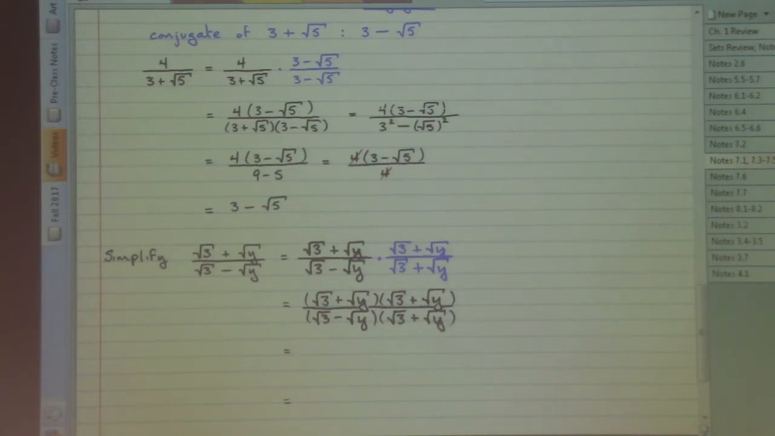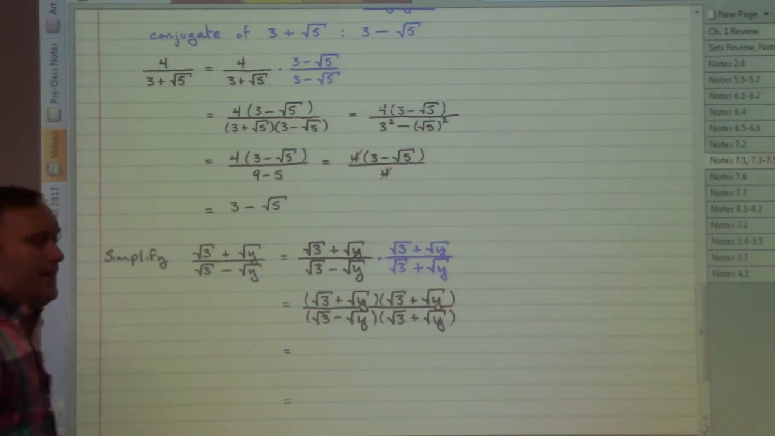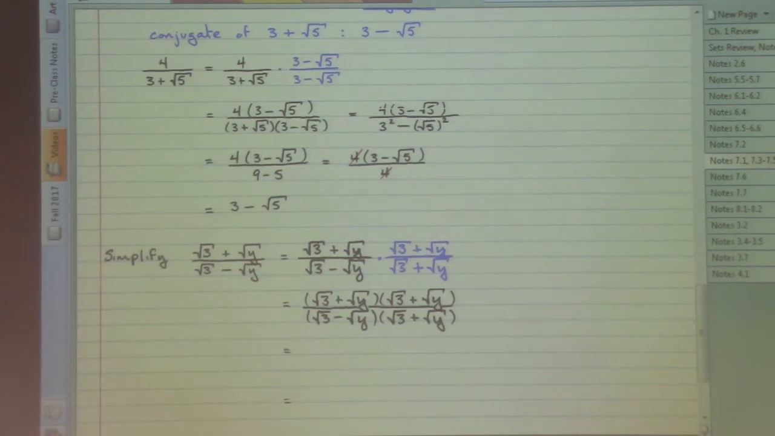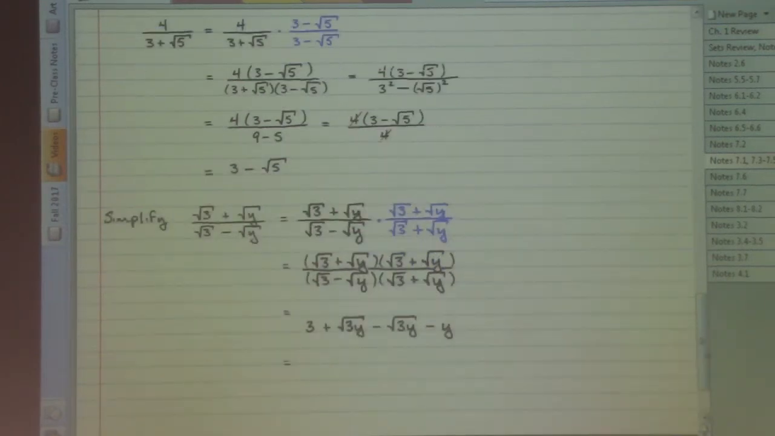Let's FOIL the bottom first, because that's the primary concern. Are we going to in fact get a denominator that will no longer have those square roots appearing? So if we FOIL that bad boy out, square root of 3 times the square root of 3 would give us 3. The square root of 3 times the square root of y would give us a plus square root of 3y. A negative square root of y times a square root of 3 will give us a minus square root of 3y. Looky, looky. And a minus square root of y times a positive plus square root of y will give us a minus y. So all told, that denominator, when we simplify one last little bit there, is going to give us a 3 minus y. No more square roots.